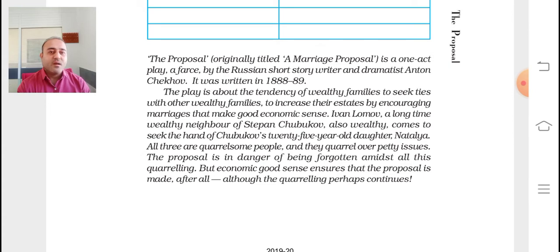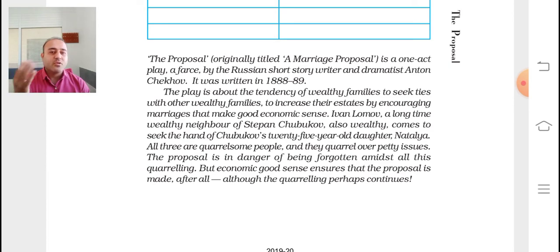That means they engage themselves in quarreling, and the main intention of their getting together was actually the proposal of marriage, which is forgotten by them. But economic good sense ensures that the proposal is made after all, although the quarreling perhaps continues. That means both of these people, that is Lomo and Shubuko, belong to an economically well-off family. They were rich enough, and ultimately both of them wished that they should get together.